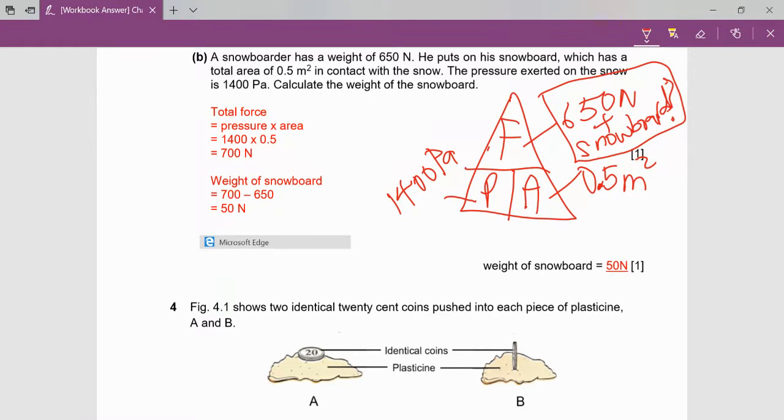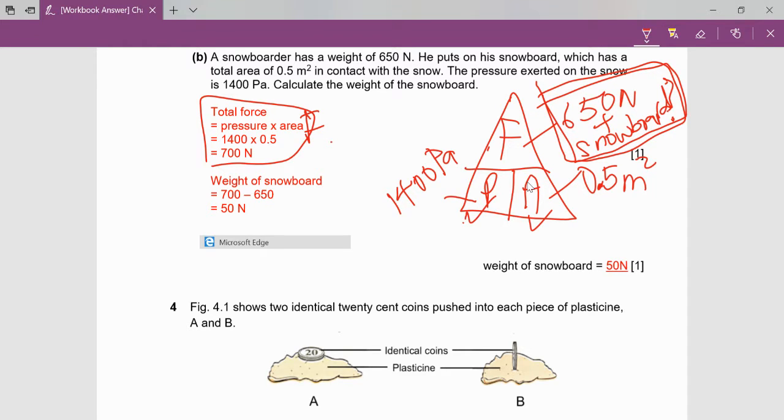This is very mathematical, okay? So if you're good at maths, you should know how to do this. So I know the pressure, I know the area, I can calculate the force of both the snowboard and the snowboarder. So first step, we must show this. Please write the formula.